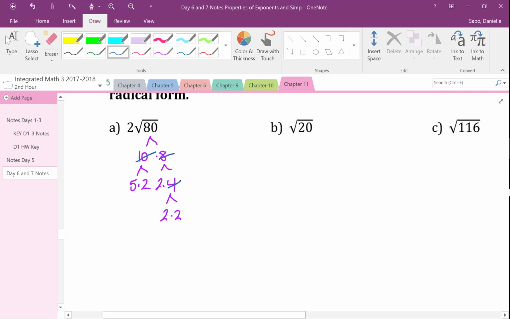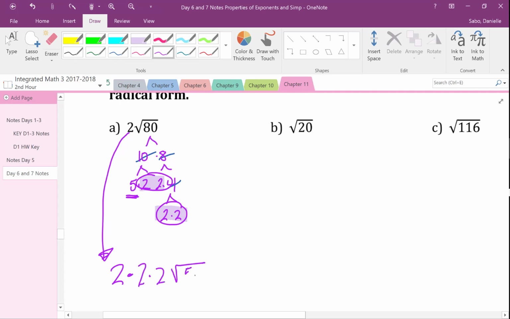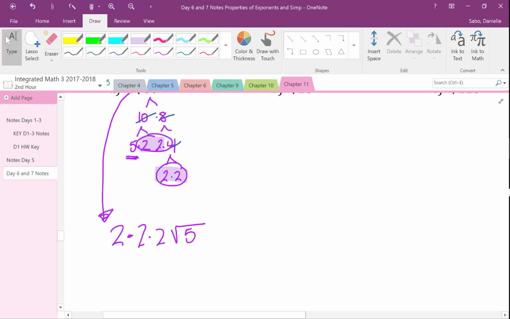So now I have how many groups of 2 left over? Yeah, I have 2 groups, and what's left inside? 5. Very good. So if you like to do the circle and the underline method, you can. Don't forget about this 2 all the way out here. So I have 2 times 2 times 2. And then don't forget about that square root of 5. And then I was told by Mike that it is 8, and you are correct.